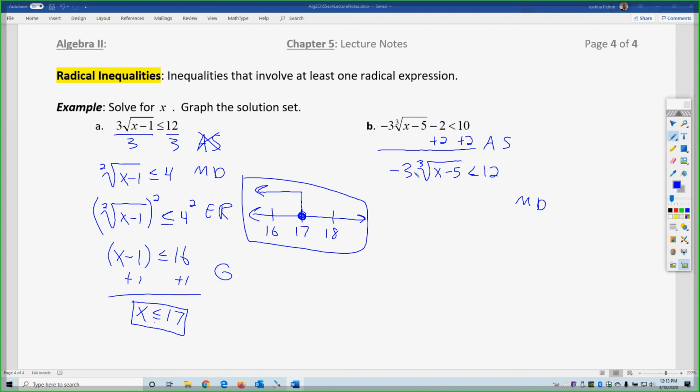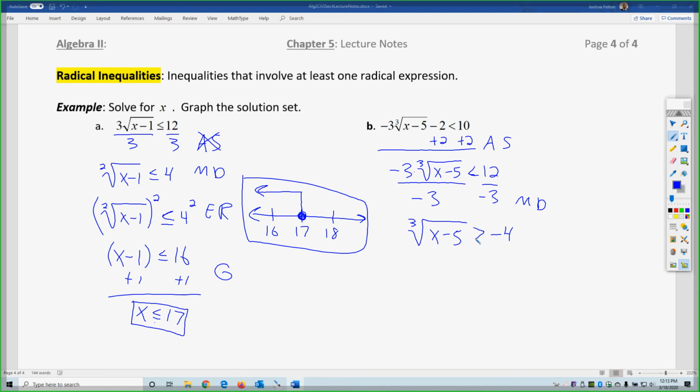So multiply divide, since that's multiplied by negative 3, the inverse is dividing by negative 3, which is the third root of x minus 5 is less than negative 4, is incorrect. This symbol needs to change. You need to remember your Algebra 1 skills.